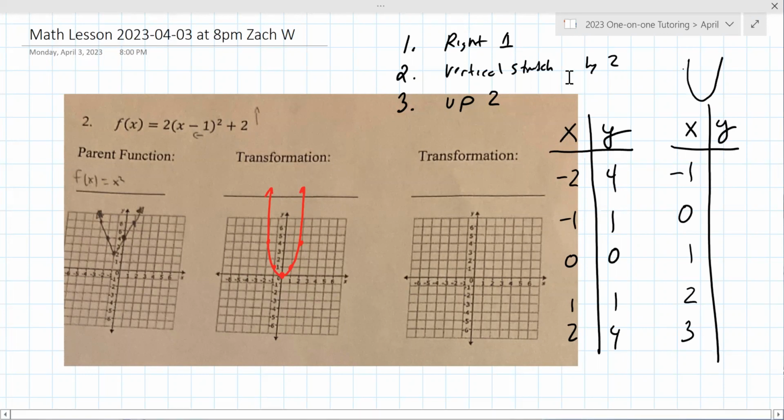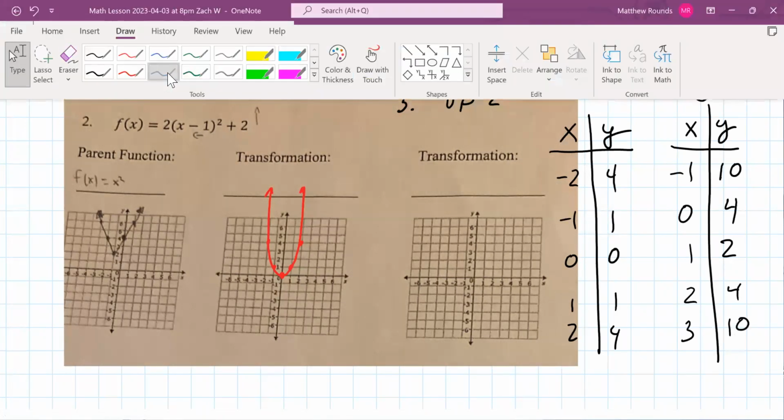The order matters. You first multiply the y values by 2, and then add 2 to them for the up 2. So you take this 4, multiply it by 2, that's 8. Add 2 to it, that's 10. Take this 1, multiply it by 2, and then add 2. That would be 4, correct? Good. 0 multiplied by 2 is 0, plus 2 is 2. Same thing down here. Now there's symmetry, so if you don't get the same values, you've made a mistake.